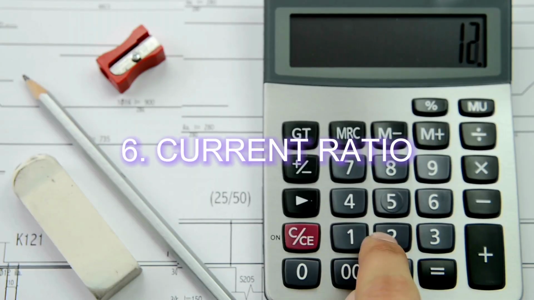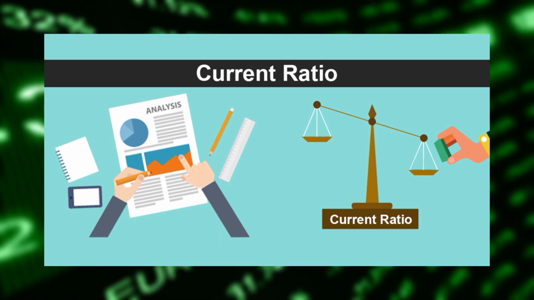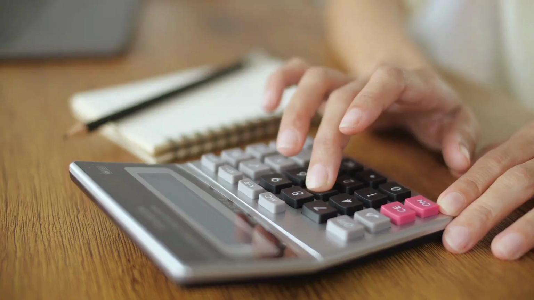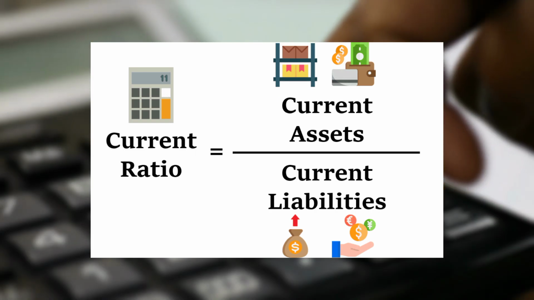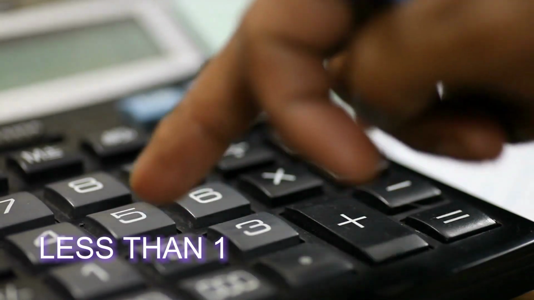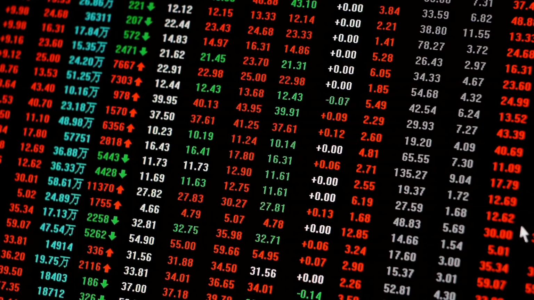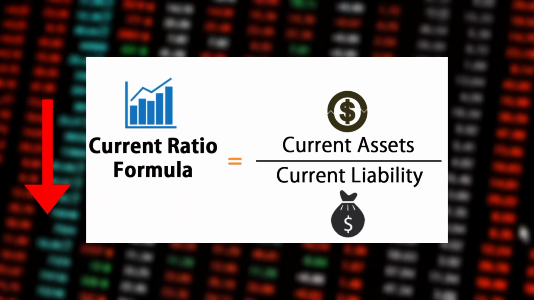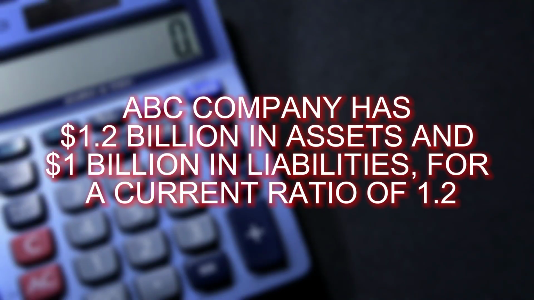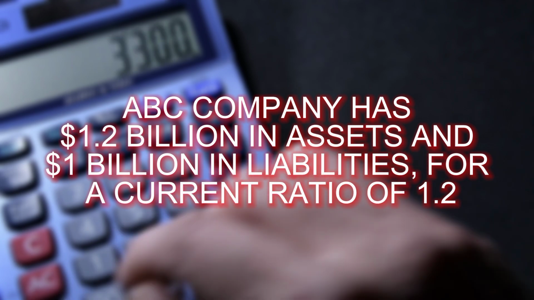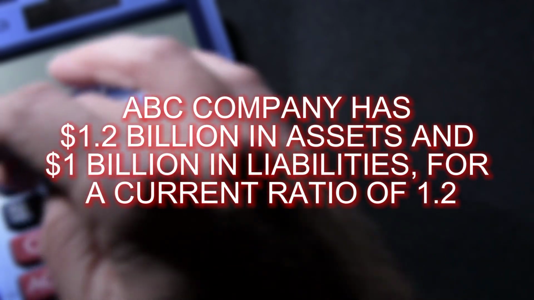Number 6. Current ratio. The current ratio is a valuable indicator of a business's solvency. You can quickly figure it out by dividing your assets by your debts. If the current ratio is less than 1, the assets are insufficient to pay off the debts. Stocks with a low current ratio will likely continue falling, perhaps becoming cheap. For example, ABC company has $1.2 billion in assets and $1 billion in liabilities, for a current ratio of 1.2.